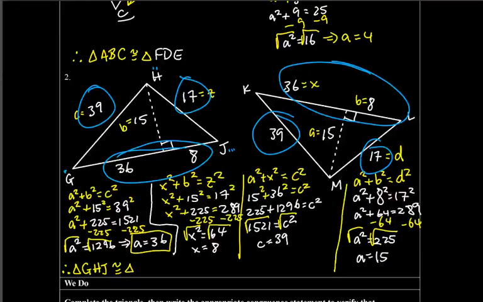Let's see. So GH is the 39. And then the one after H, HJ is 17. So it looks like it goes in this direction. GH, HJ. So 39 to 17. So if we go this way, we have 39 to 17. So that means we have GHJ is congruent to, let's start at K, and then M, L.